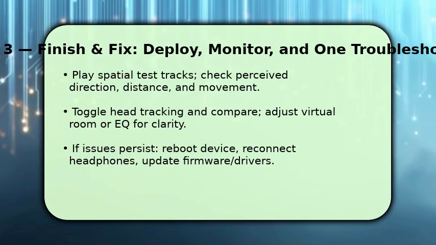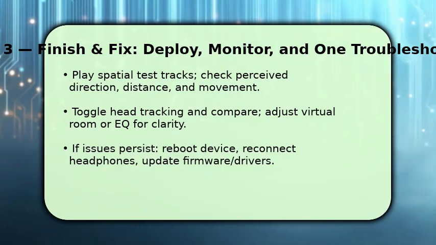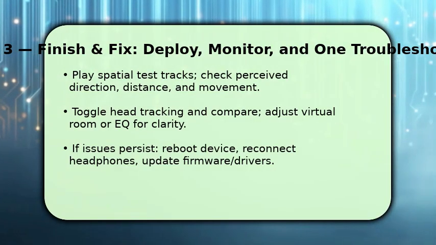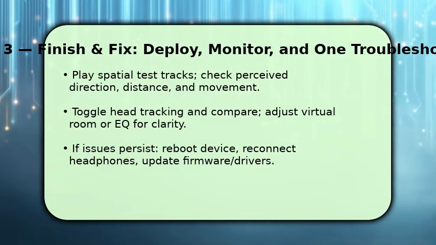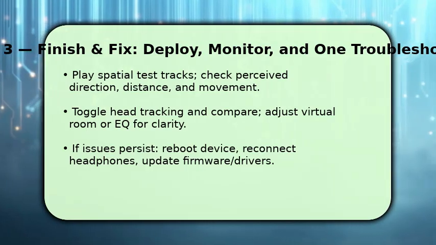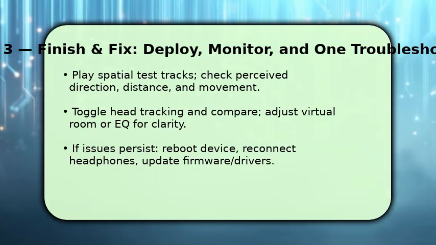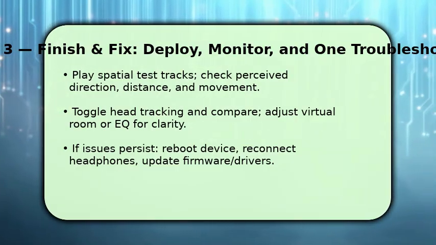Finally, confirm results and refine settings so spatial audio feels natural. Play dedicated test tracks or demos and listen for clear directionality, left, right, above, and consistent movement as you turn your head. If imaging feels narrow, increase virtual room or widen stereo spread. If bass masks detail, reduce low frequencies. Once satisfied, save presets if available.